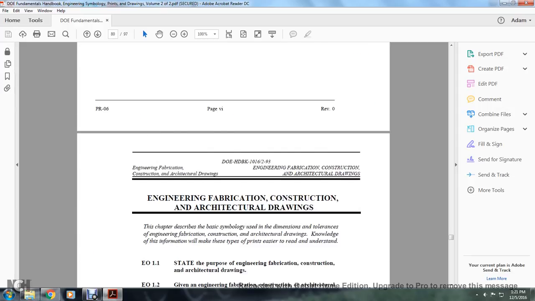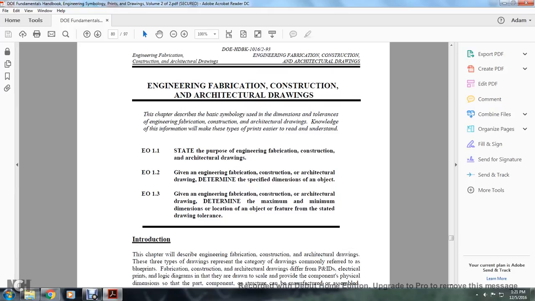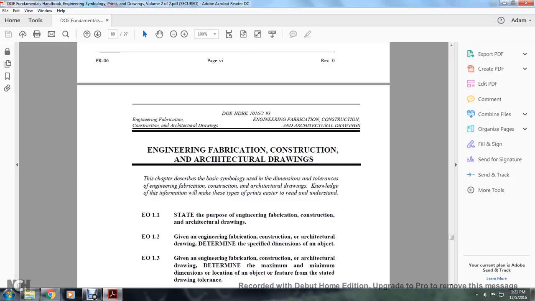Left intentionally blank. Sorry, what were they again? EO.